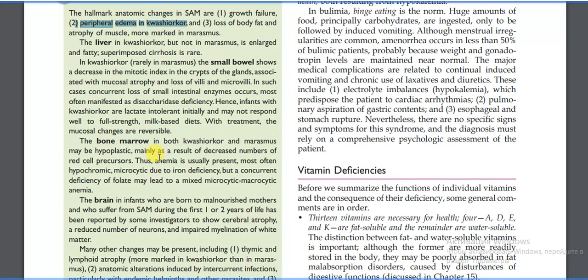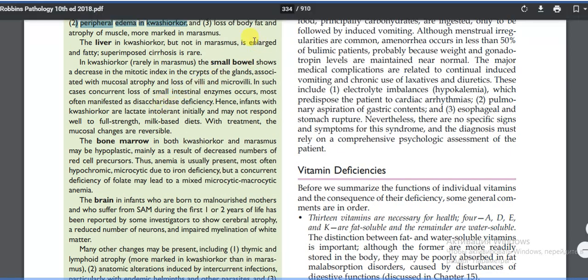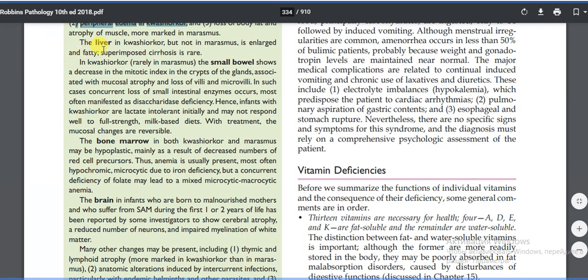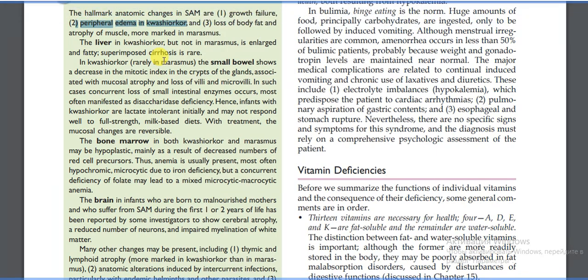Okay, the liver in kwashiorkor, but not in marasmus, is enlarged and fatty. Superimposed cirrhosis is rare. Yeah, cirrhosis is rare because cirrhosis also requires proteins, and it very rarely happens. Okay, the small bowel shows a decrease in the mitotic index in the crypts of the glands, associated with mucosal atrophy and loss of villi and microvilli.